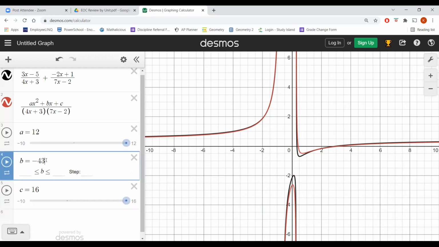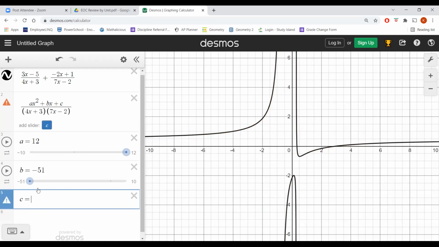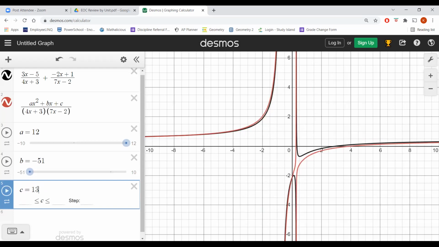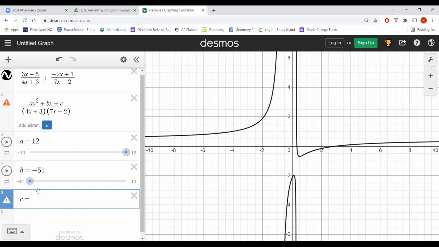Okay, let's try negative 51. I'm going to go through all the C values. All right, negative 7. Nope. Negative 3. Nope. 13. Nope. 16. Nope. Okay, so what just happened is I tried 12 as the A value with all of the B values and all of the C values, and it didn't work. So it means that 12 can't be the A value. But it also means we have worked through a lot of our combinations.